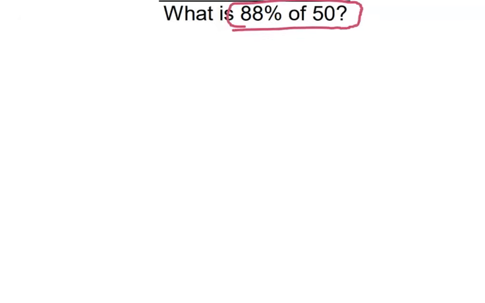What is 88% of 50? Okay, so it's the majority of 50. Okay, so it's going to be over half of it. So 25 is half of 50. 88% is going to be more than 25. So we're going to have to make sure that we get that type of answer.